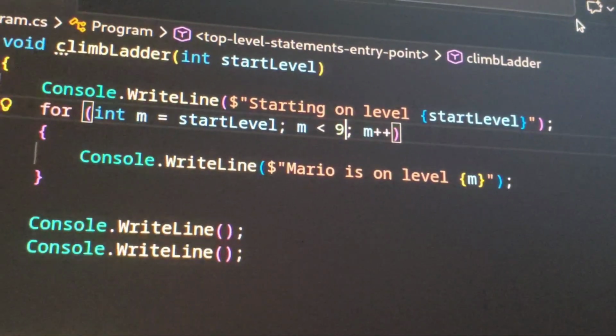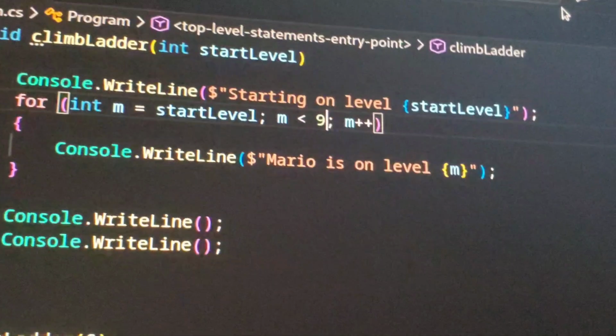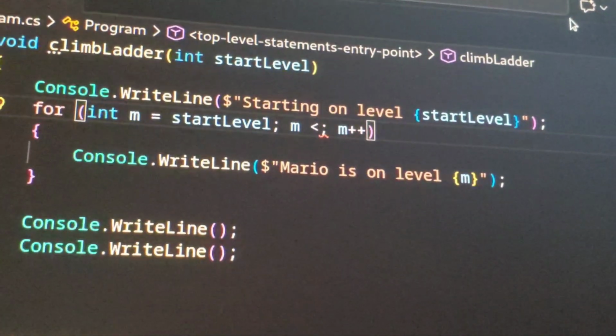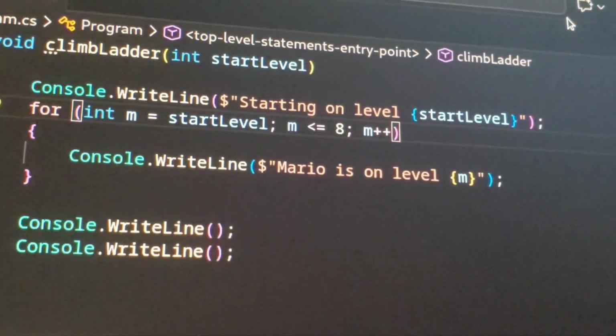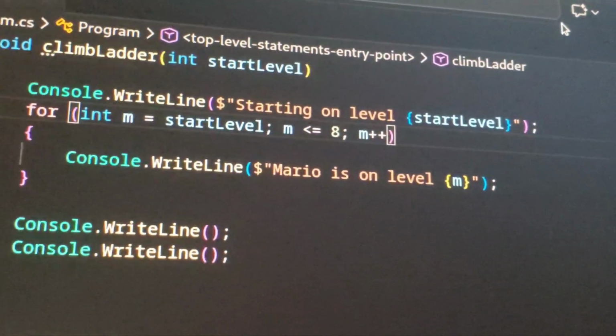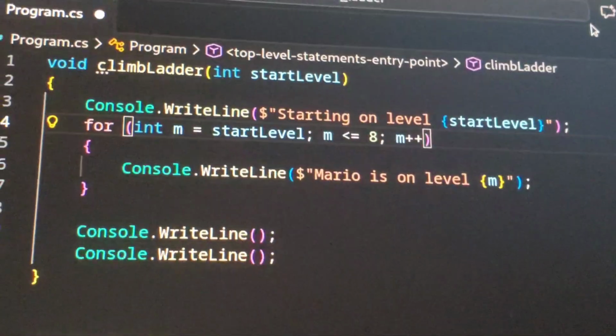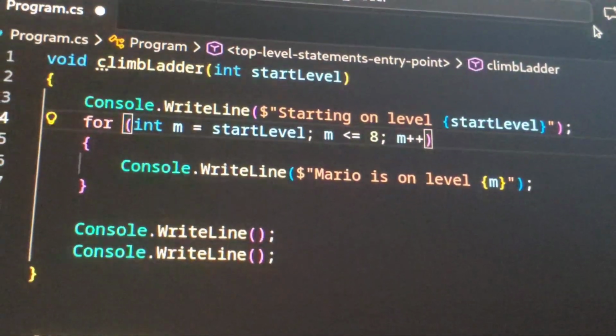So some people always do less than or greater than a specified number. Other people do less than or equal to. This can vary on how you do it, but in my opinion, because the 8th level is the highest level that you want him to be able to attain, you should do less than or equal to 8. Hopefully this clarifies.